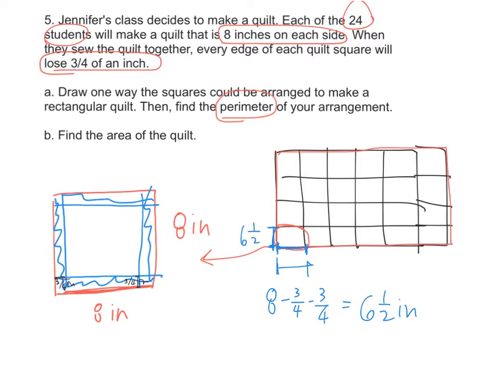6.5 inches. Now, once you know that information, can you find the perimeter? I would have to do 6.5 times 6 to find this length, right? And then 6.5 times 4 to find that one. Does that make sense? Mm-hmm.